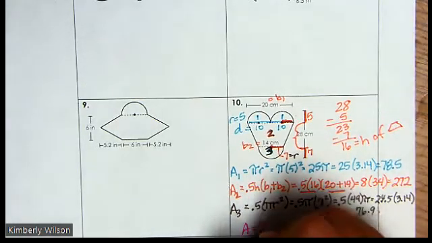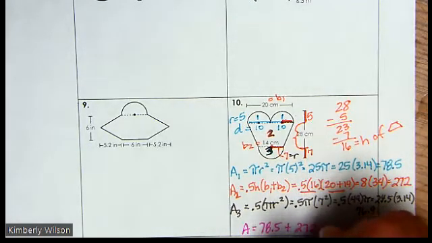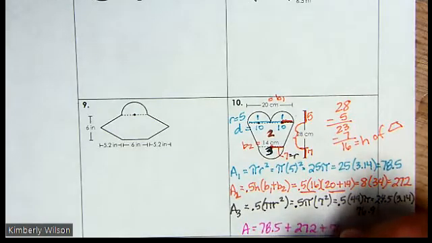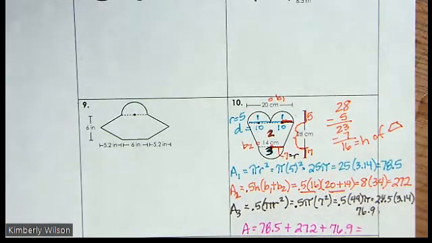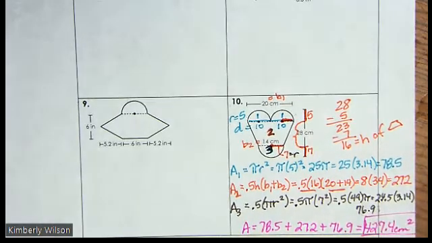So it's going to be 78.5 plus 272 plus 76.9, which gives me 427.4 centimeters squared as the final answer.